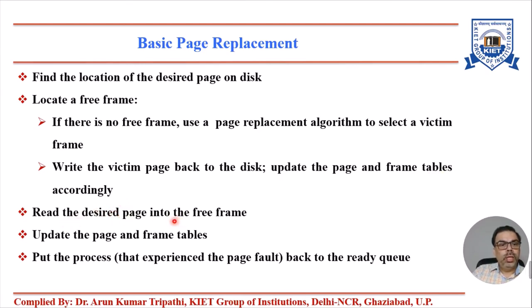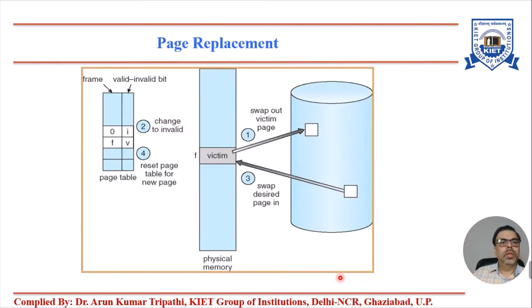Read the desired page into the free frame, update the page and frame tables, and put the process back into the ready queue to get executed. So these are the steps. Basically, these steps we have discussed in the page fault process. This is how we can find out whether the page is valid or invalid. If the page is invalid, that means the page is not in the memory, so we have to swap in that page from secondary memory to the primary memory.